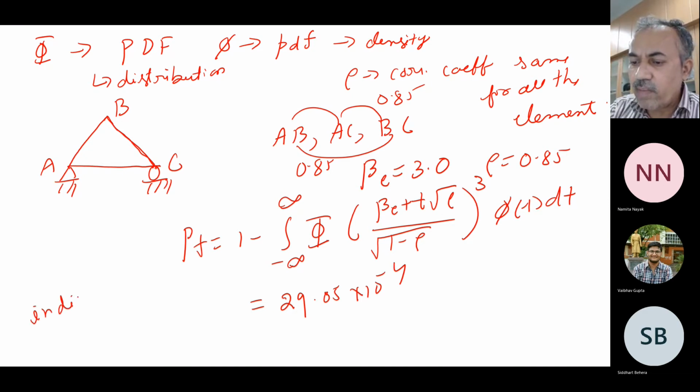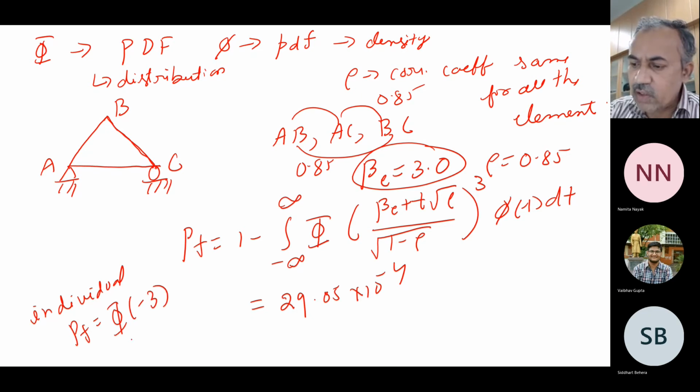If you try to calculate the individual probability, the reliability index is already known to you. So the Pf is phi of minus 3. This turns out to be 13.5 into 10 to the power of minus 4.